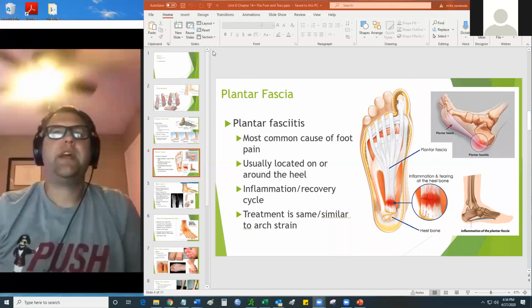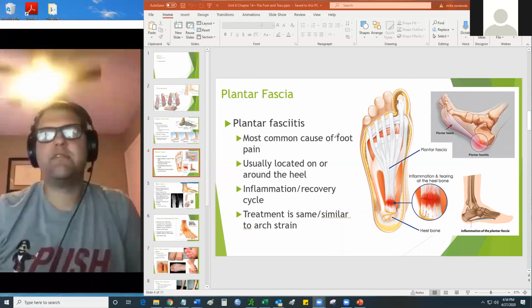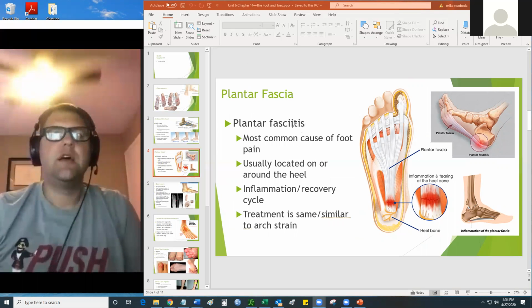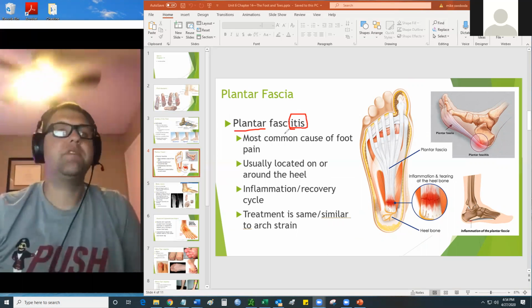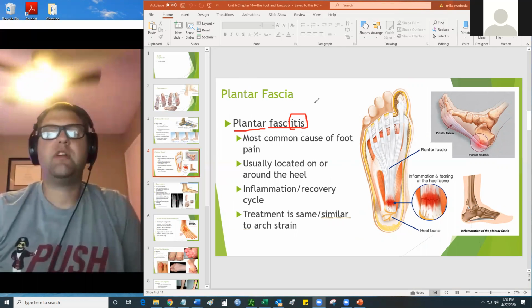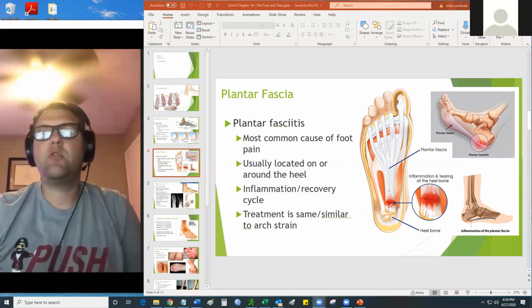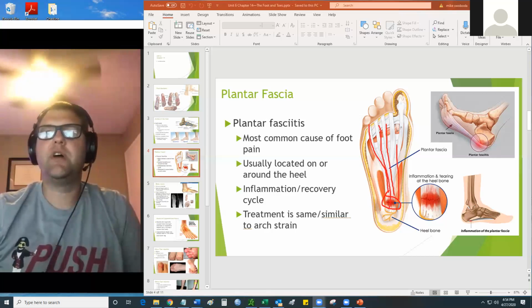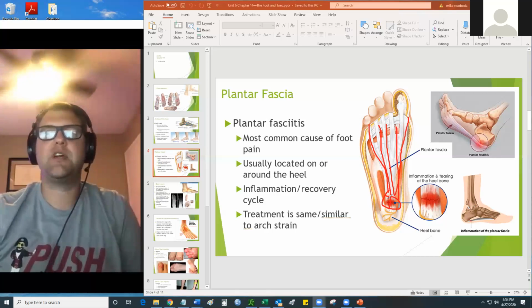Now, plantar fasciitis, if you've ever had this, you know it's not fun. It's not going to kill you, but at the same time, it may not make life all that enjoyable. So itis, inflammation; plantar, meaning the bottom of your foot; fascia, referring to the fascia. So plantar fasciitis is inflammation of the fascia on the bottom of your foot. Typically, you're going to get pain just in front of the heel, but you can get it anywhere along the bottom of the foot.